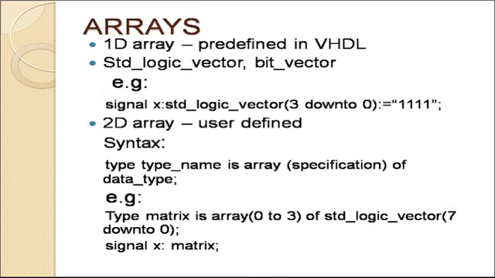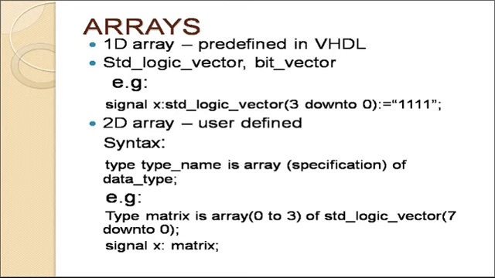Here you can see arrays. I told you about the composite types, the array and record. Arrays may be one-dimensional like std_logic_vector or bit_vector. These are the one-dimensional arrays, whereas you can have two-dimensional arrays also. From the example it will get clear. Matrix is an identifier, that is the name given to the type, and this matrix is an array of 0 to 3. It contains 4 elements, and each element is a std_logic_vector 7 downto 0. Means each element has 8 locations.